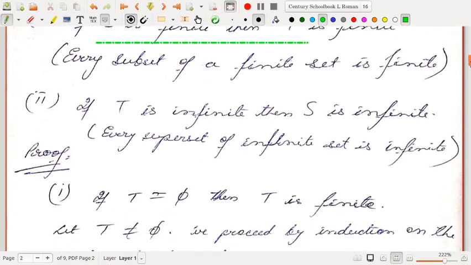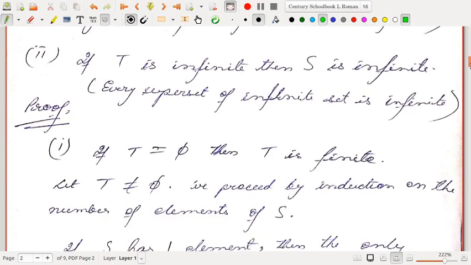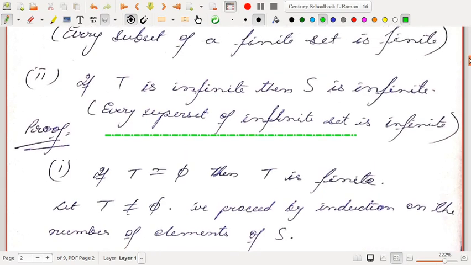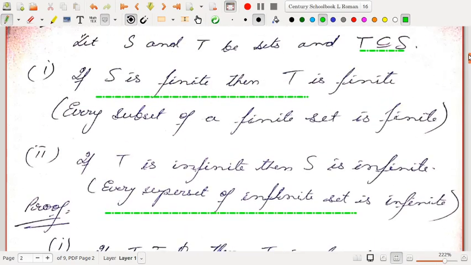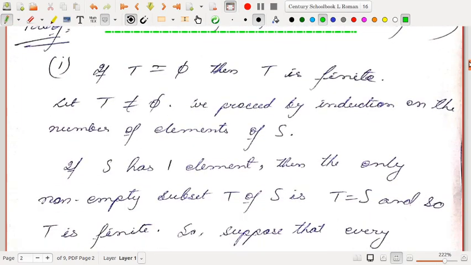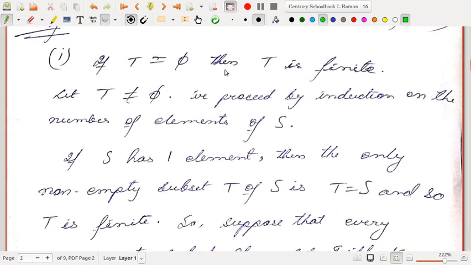And the contrapositive of this is: if T is infinite, that is if the subset is infinite, then the superset will be infinite. So every superset of an infinite set is infinite, right? So the second one is just the contrapositive of the first. If we just prove the first one, the second one will follow, right? So let us start this.